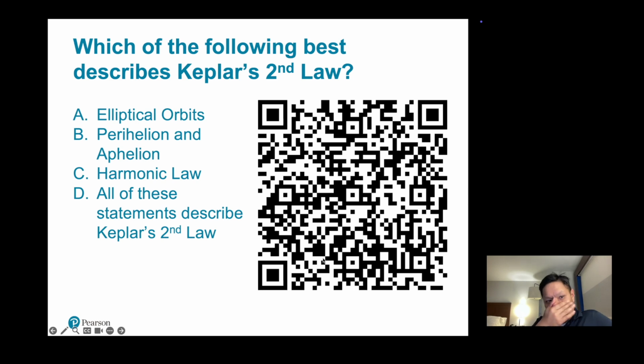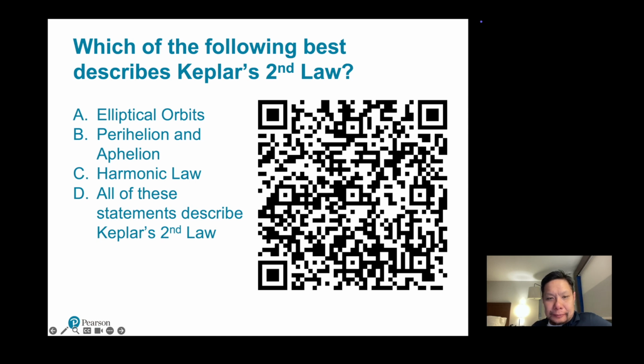So, which of the following best describes Kepler's second law? Is it the law of elliptical orbits, the law of the perihelion and the aphelion, the harmonic law, or all of the above? All right, go ahead and send me the answer in Teams.